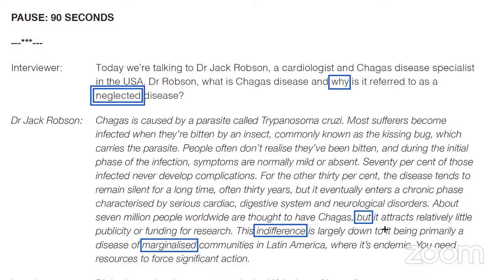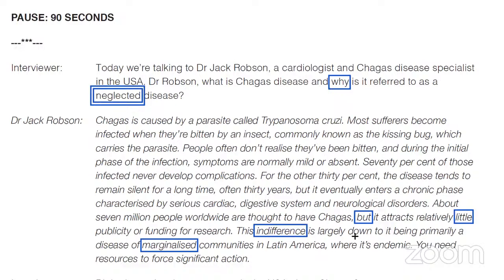Try to understand. So this indifference, what indifference? Little publicity and little research, little funding, very little, because it is neglected. If it is not neglected, there will be too much publicity, too much funding, too much research. So try to understand how it is talked about here.